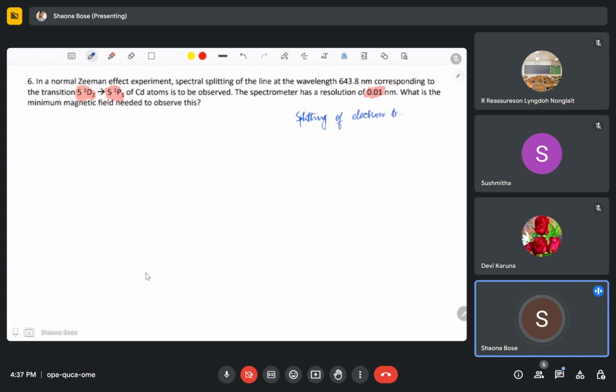So splitting of electron transition lines in the presence of an external electric field is called the Stark effect. Okay. So what about this problem?